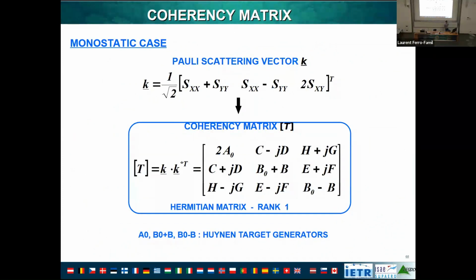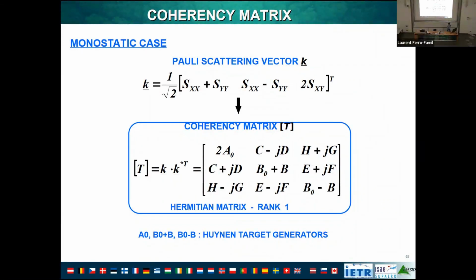Okay, and once you have a vector, what do we want to do? When you remember what we did yesterday about speckle filtering, we want to compute second order statistics. When you do it with a single image, you just take the square modulus and make an averaging. When you have a multidimensional image, you compute the covariance matrix. If you compute the covariance matrix of the Pauli vector, you will get a 3 by 3 covariance matrix, which is called the coherency matrix.